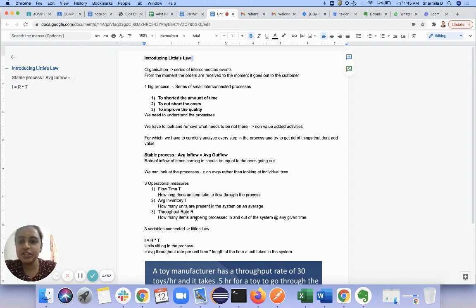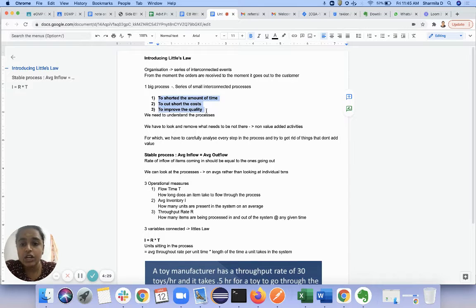I'm going to introduce you to Little's Law. In an organization, there is always a series of interconnected events. From the moment an order is received till the moment it goes out to the customer, there are multiple interconnected events. So we see it as one big process, but every big process is a series of small interconnected processes.